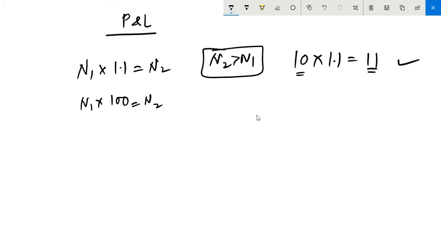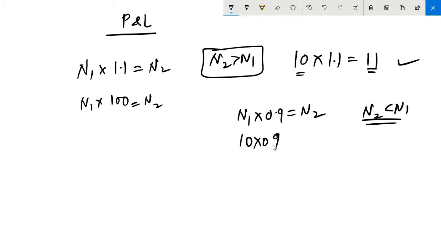The other way around, if I multiply n1 by something which is less than 1, in this case n2 will be less than n1. Right? So 10 multiplied by 0.9 will give you 9. So n2 will be less than n1. Understand this concept. If you understood this concept, profit and loss is sorted.